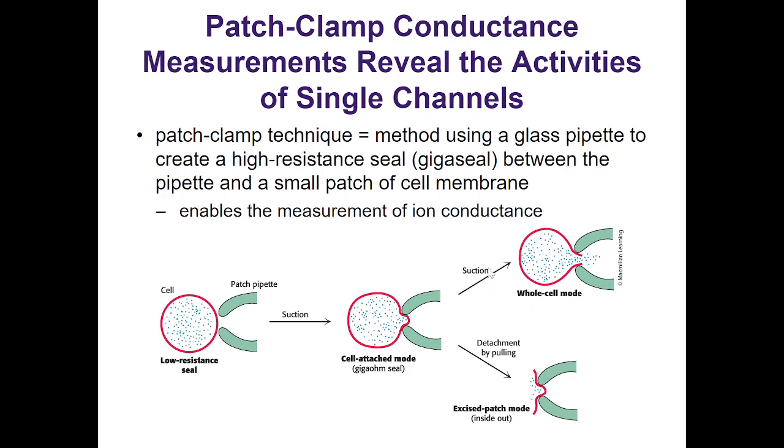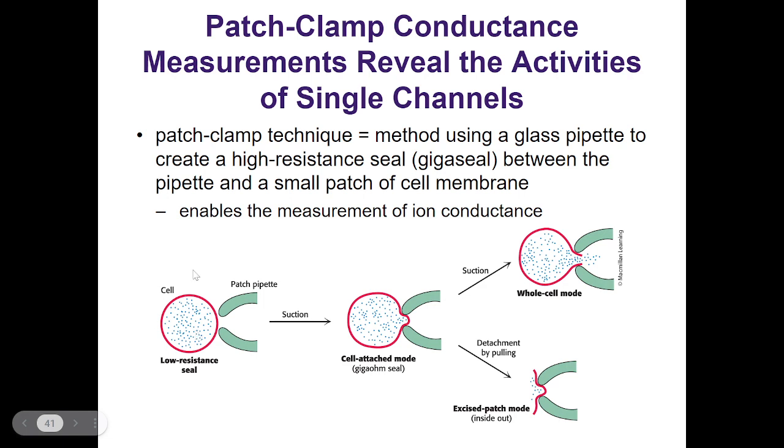Okay, and so now again we're just going to see the individual parts of this. Now we have an overarching flow to it. So this is the patch clamp technique. This is a method that uses a glass pipette to create a high resistance seal. We call this a giga seal because it's a really big seal for a cell, right? Between the pipette and a small patch of cell membrane. This actually enables the measurement of ion conductance here.